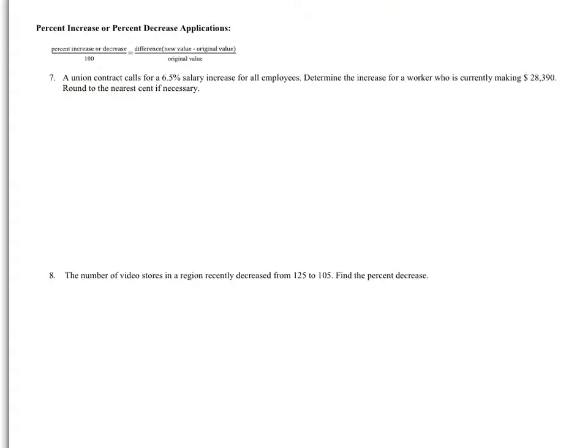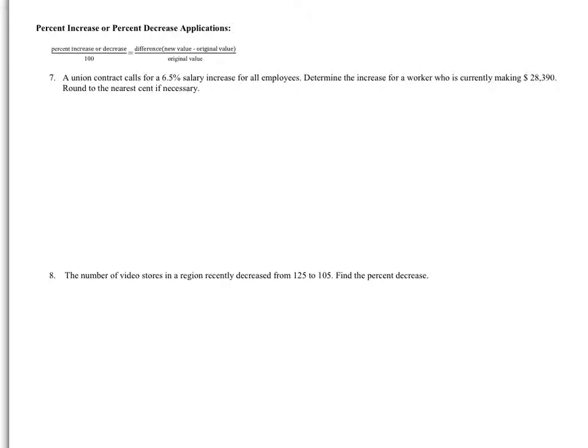The final topic in this section, we're going to look at percent increase or percent decrease applications. Now, we have a formula for percent increase and decrease applications. We have our percent increase or decrease over 100 is equal to the difference, and that difference is the new value minus the original value divided by the original value. So the difference over the original for the right side of our proportion.